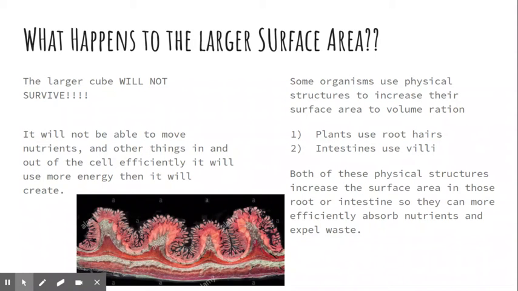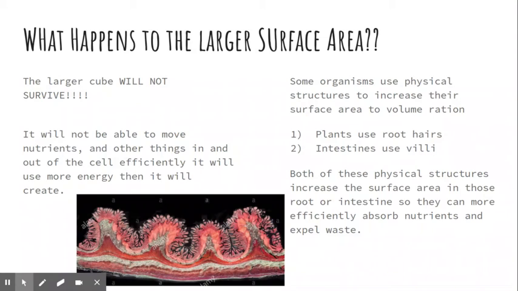So what happens when you have a larger surface area? Well, if you don't have a large enough surface area to volume ratio, you will die. So the larger cube will not survive. Like I said earlier, this will not be able to move nutrients in and out, and it's not going to function efficiently. It'll use more energy than it creates.